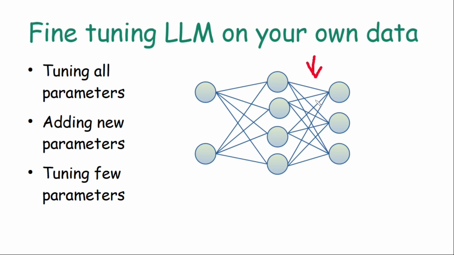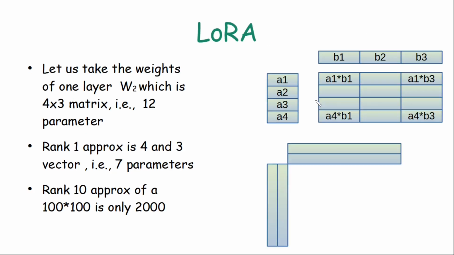The approach which we will be using in this series is the LoRA, or what's called low-rank adaptation. I will demonstrate now the low-rank adaptation for one layer. Let's say that, for example, we want to tune the last layer from the previous figure, which has 4 neurons as input and 3 as output. So basically the weights can be represented as a matrix W2, which is 4 by 3, thus 12 parameters.